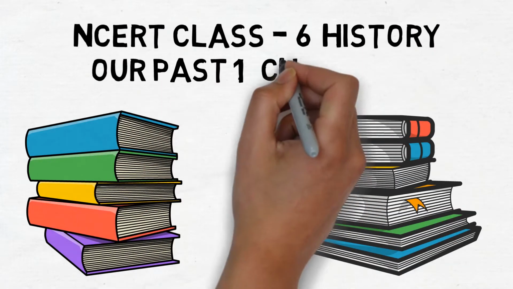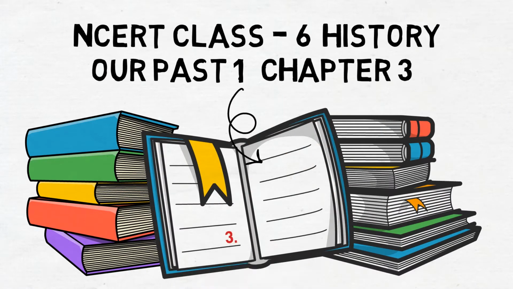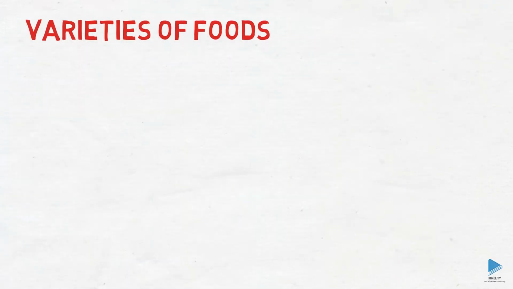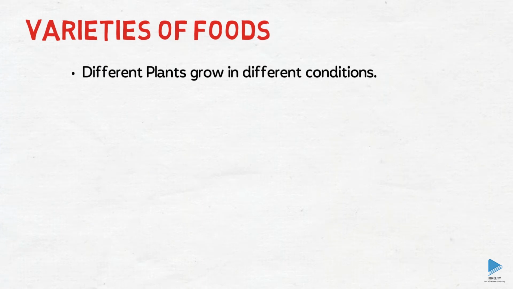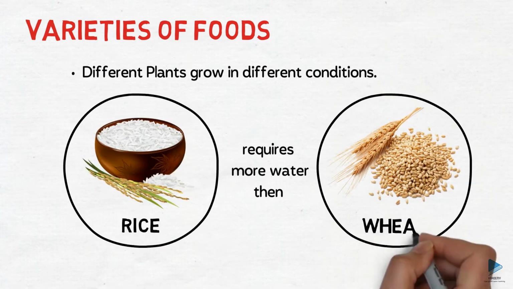My name is Vasu. In this video, we will discuss Chapter 3 of Class 6th History NCERT, From Gathering to Growing Food. Farmers grow different crops in different areas as plants require different conditions to grow. For example, rice needs more water than wheat and barley. Different animals too prefer different environments.